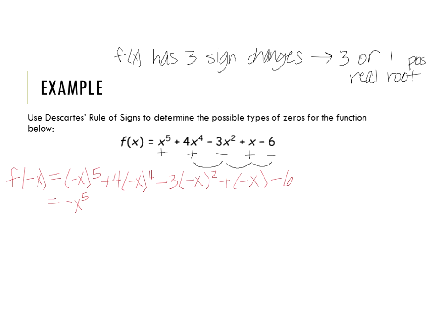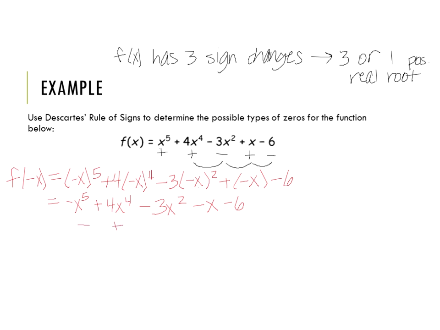When you raise a negative number to an even power, what type of answer do you get there? All right, perfect. So this second term is actually just going to stay positive 4x to the 4th. The next one is also to an even power, so this is going to stay as a minus 3x squared. It's not changing signs. The next one will be a negative x, and then our minus 6.